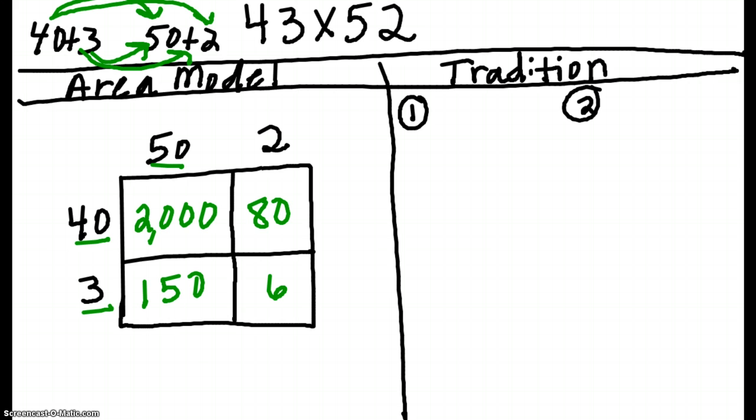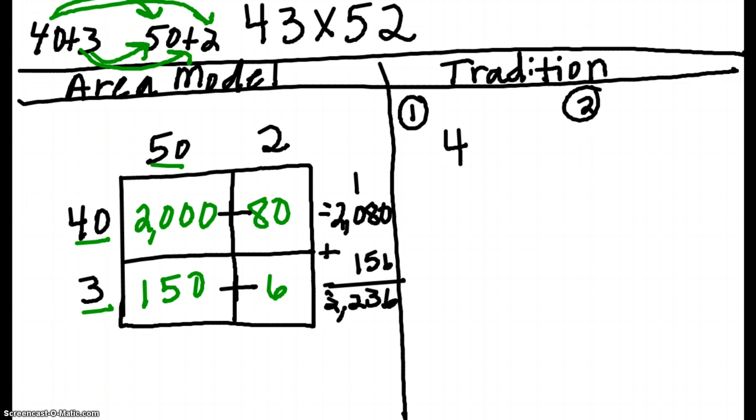Now we have to find the sum of all of these numbers to get our actual answer. So when we add all of these up, some students like to rewrite all four numbers. I prefer personally to add across and then add up those two sums to get my final answer. So 2,080 and 156. When I add these up, I get 2,236.